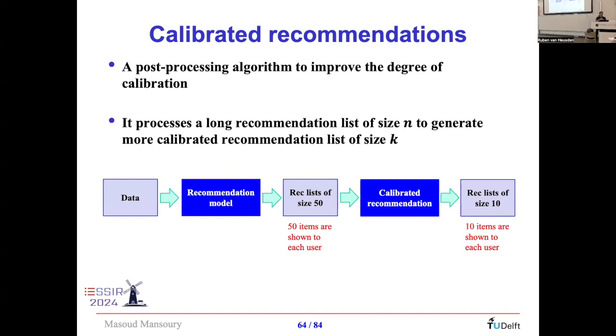So you generate a recommendation list, like a long recommendation list. You have the input data, you build a recommendation model, you generate a longer recommendation list, and then you apply this calibrated recommendation algorithm, a re-ranker, or maybe a post-processing approach to generate the final recommendation list. So this final recommendation list, after being processed by this algorithm, would be more calibrated.